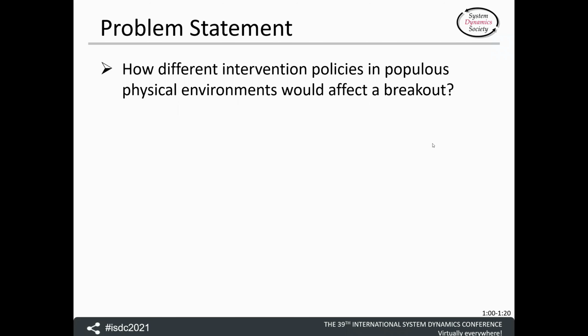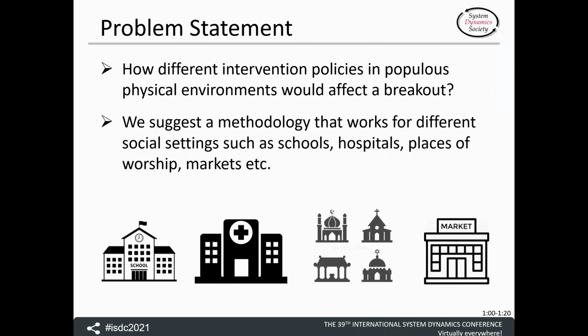We want to learn how different intervention policies in populous physical environments would affect a breakout. We suggest a methodology that works for different social settings, such as schools, hospitals, places of worship, markets, etc. It helps determining the most effective strategies in terms of controlling an infectious disease, such as COVID-19.